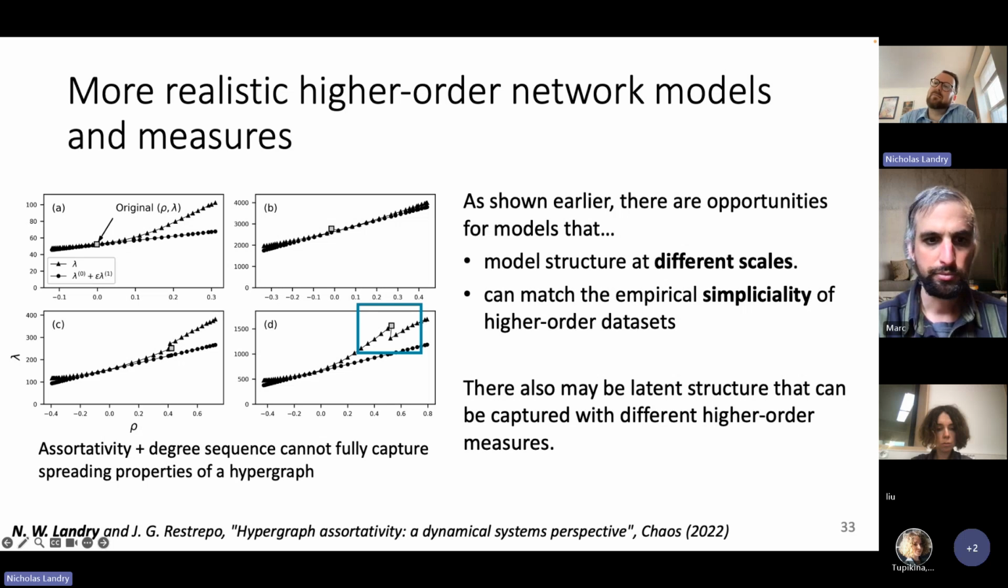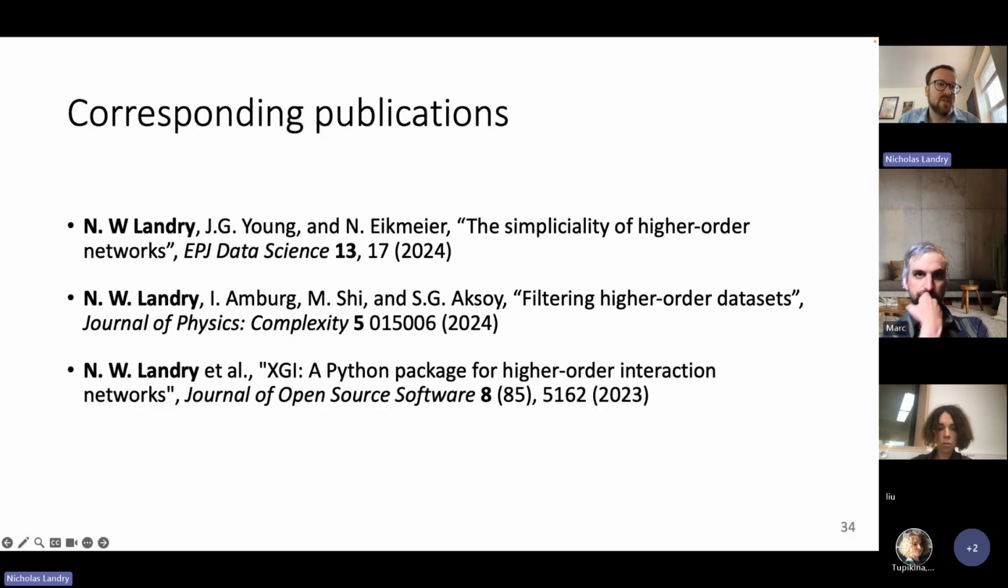And one more comment that I want to make is that I had a paper out in 2022 measuring the assortativity of hypergraphs. And we did some rewiring to change the assortativity, keeping the degree sequence constant. What I want to comment on here is that with this box right here, we see this discontinuous jump. And that seems to indicate that assortativity plus the degree sequence can't fully capture the spreading properties, aka the eigenvalue, of a hypergraph. So it seems like there's a lot of work that can be done to capture some of this latent structure. With that, here are some publications corresponding with this.